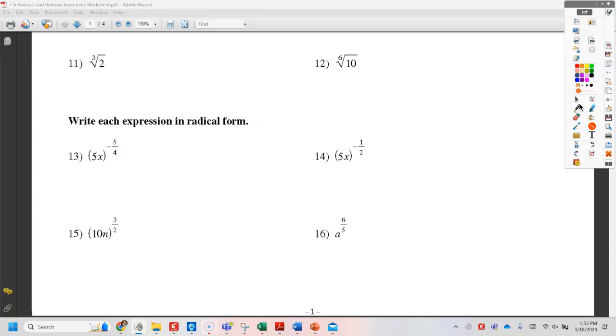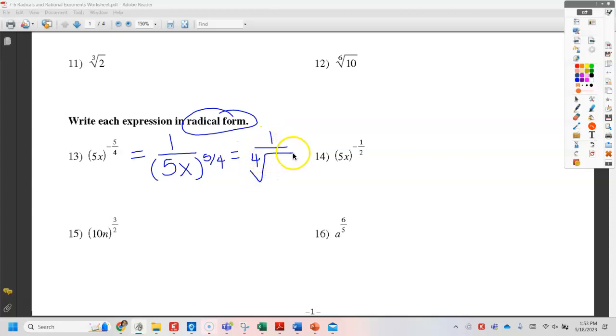Okay. This is the same as 1 over 5x to the 5/4. The directions, however, are asking for radical form. That is rational form right now. So then you have to say 1 over the 4th root of 5x to the 5th power.